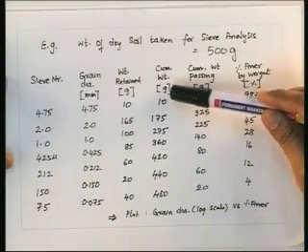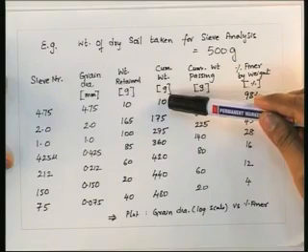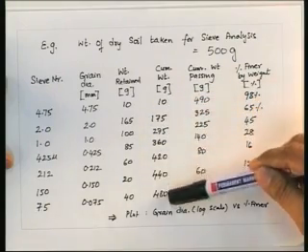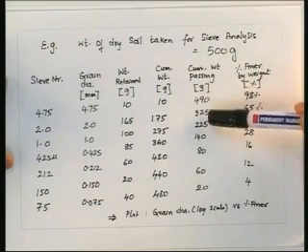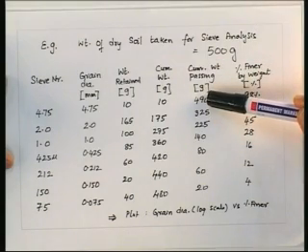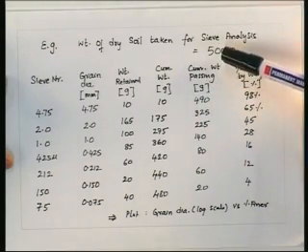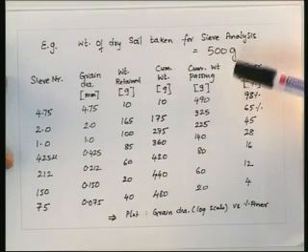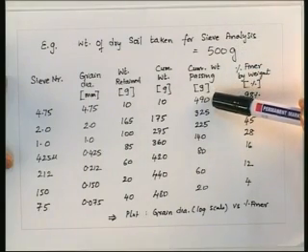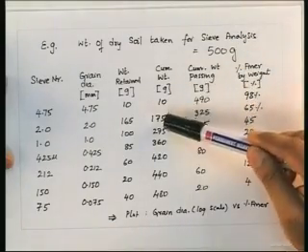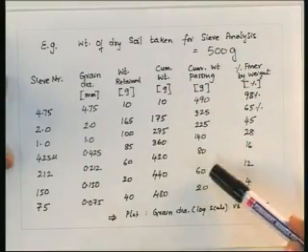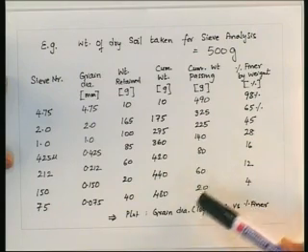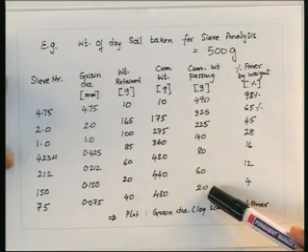So, the next step is to determine the cumulative weight passing. That is nothing but the total weight of the soil mass taken in the analysis, 500 grams. So, 500 minus 10, the cumulative weight passing is 490 grams. 500 minus 175 is 325. Similarly, 500 minus 440 is 60, and 500 minus 480 is 20 grams.